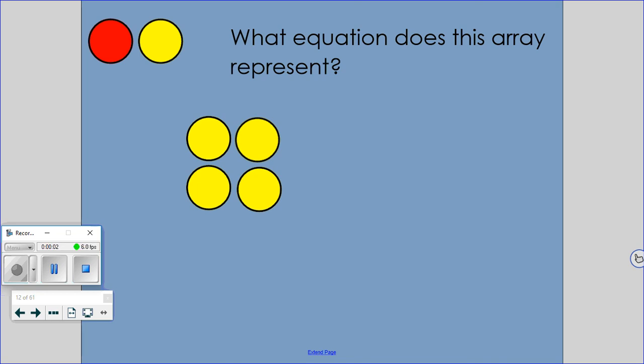Using my yellow counters, I have made this array. Nick's got the same array made on his desk. So does Kylie. What equation does this array represent? What equation goes with this array?